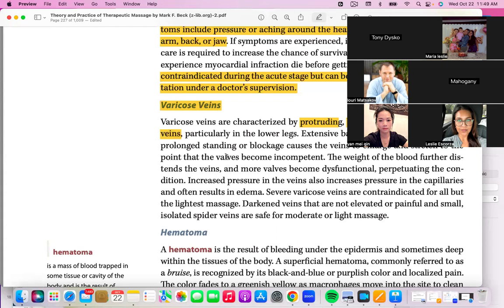People go through surgeries to tone those up, but they tend to be painful. Extensive back pressure in the vein from prolonged standing or blockages causes the vein to enlarge and stretch to the point that the valve becomes incompetent. So that's what we talked about.